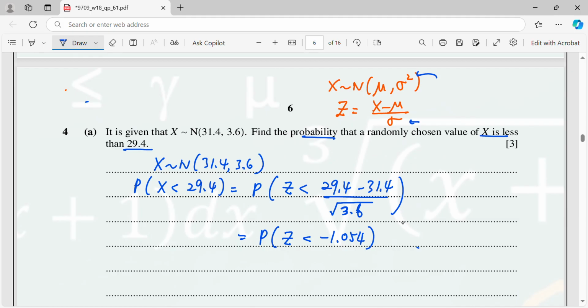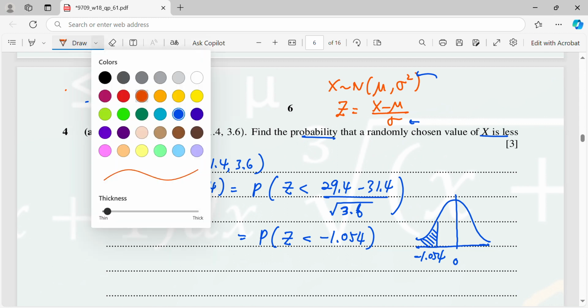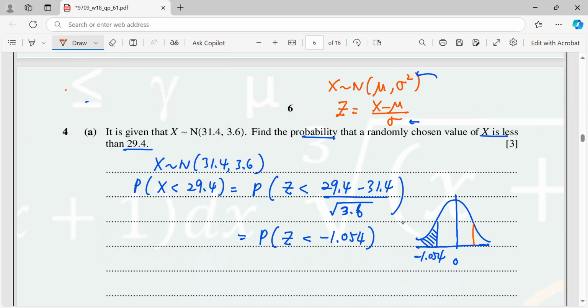Alright, so now sketch a graph, a bell-shaped curve for the normal graph. Middle is 0. So negative 1.054 is on the left side, and since it is less than, it means the region towards the left side. This region is not available in the table, therefore you have to flip it in the line 0 because it is symmetrical at 0, and it becomes the region on the right side. So to get the region on the right side is basically 1 minus the previous region. So that is 1 minus P(Z less than 1.054).